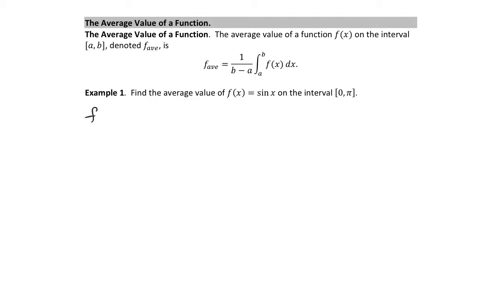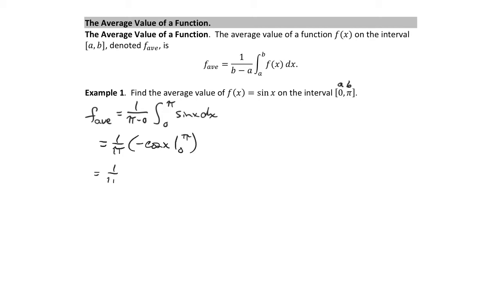According to my formula, the average value is 1 over the length of the interval. So we're going to do pi minus 0, pi being b, 0 being a, times the integral from 0 to pi of the sine of x dx. Beautiful. So we just need to find that integral. We'll get 1 over pi times the antiderivative of the sine, which is negative cosine of x, evaluated from 0 to pi.